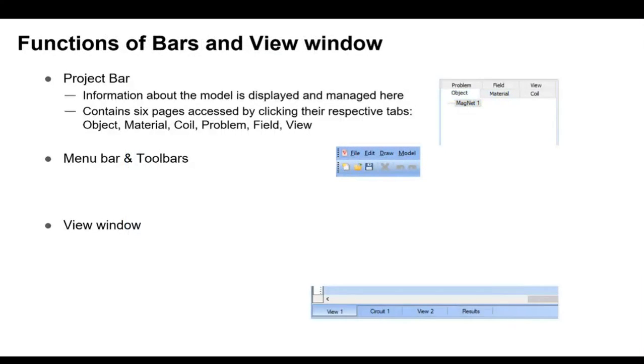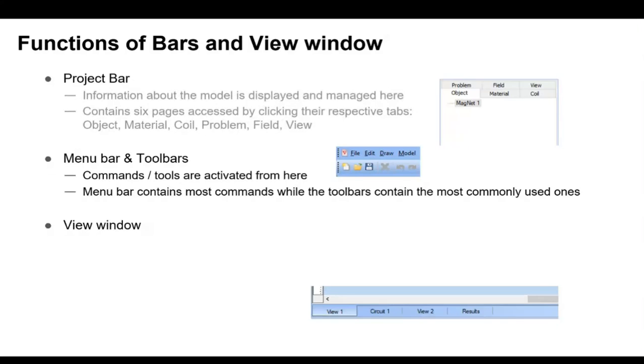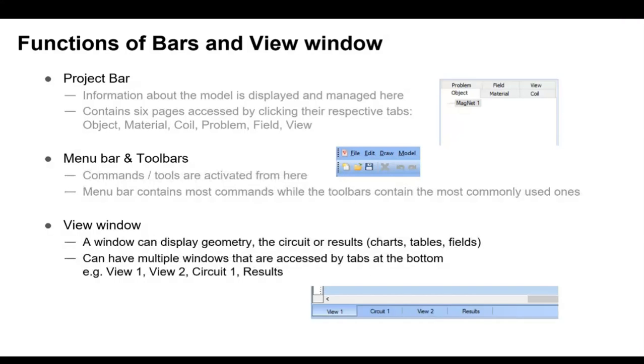So the project bar is where information about the model is displayed and managed. It contains 6 pages accessed by the respective tabs: Object, Material, Coil, Problem, Field, and View. Commands and tools are found and activated in the menu bar and toolbars. The menu bar contains most of the commands, while the toolbars contain the most commonly used ones.